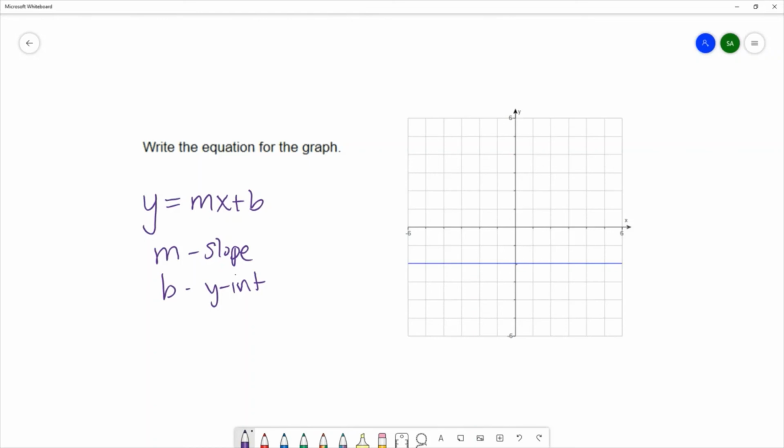So I'm noticing that this graph has a y-intercept at (0, -2). So that means that b is equal to -2. And then I also know that horizontal lines have a slope that is 0. So the slope is 0. And I can write the equation of the line as y equals 0x plus -2, which is y equals -2. So the equation of this graph is y equals -2.